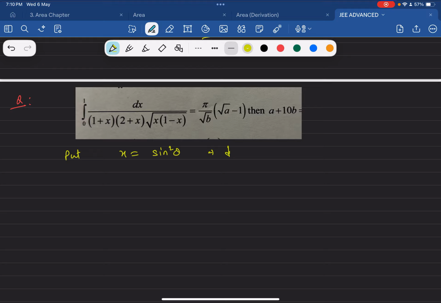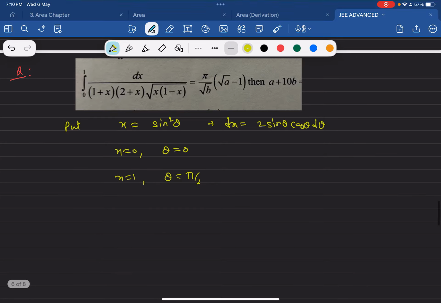Then dx will be how much? 2 sine theta cos theta d theta. The limits are also going to change. If x equals 0, theta will also be 0. If x equals 1, theta will be pi by 2. So let us substitute in this question.